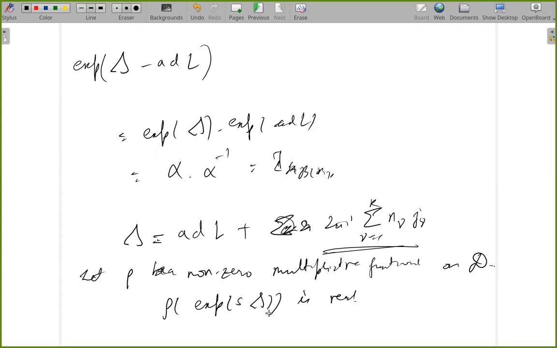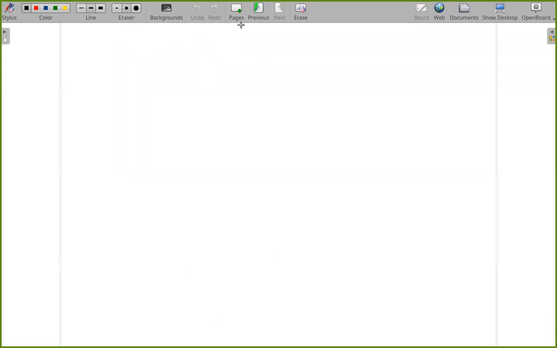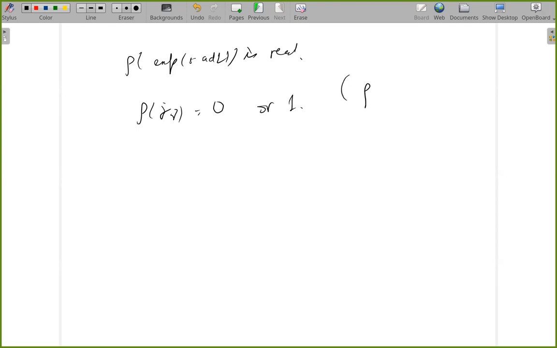Okay. So what can we say about rho of exp of S times this? This is real. We had proven that the spectrum is real. And rho of exp of S add L is real. Since you have an idempotent, this is 0 or 1. These are the only choices you have, simply because rho of J nu is equal to rho of J nu squared, which by multiplicativity is rho of J nu, whole squared. So it's essentially expressing the idea that the only things in the spectrum of an idempotent are 0 or 1. That's all.